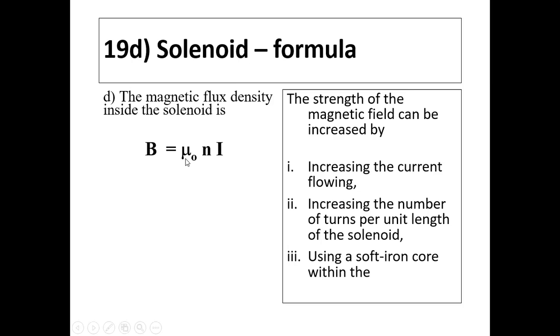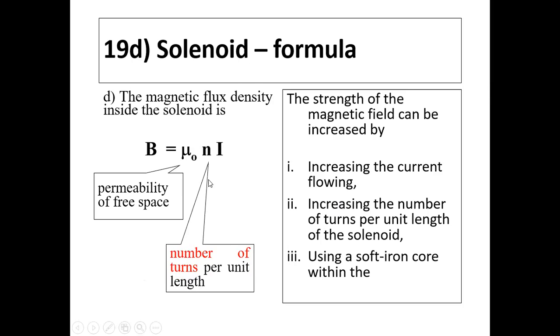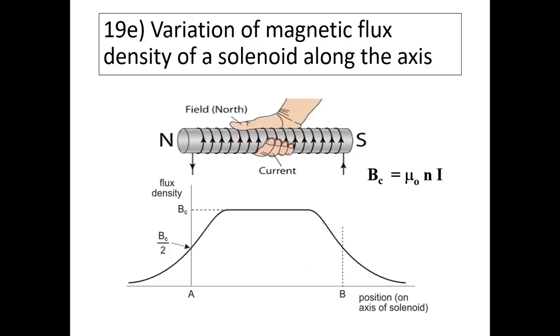And if you change that, it can be made of iron, then you have mu R. This is the permeability of free space, number of turns per unit length, and the current flowing in the solenoid. That's how the graph will look. Towards the center here, constant, largest, B naught or BC. Then at the end here, it becomes half, BC over 2. And as you go further and further, the field decreases, becomes smaller and smaller, becomes 0 far away.